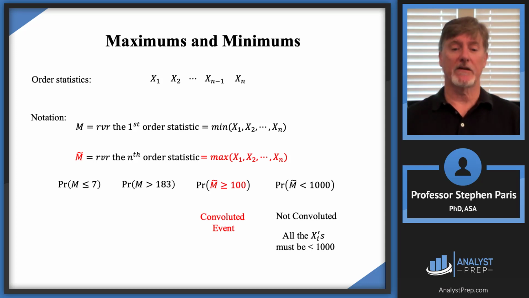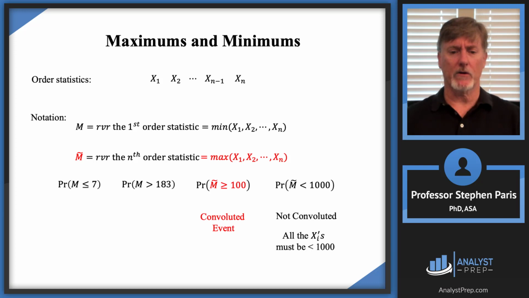How could the maximum of n variables be greater than 100? Well, there's a bunch of different things that could happen for that maximum to be greater than 100. You could have the first one be greater than 100, but not any of the others. Then the maximum would be the first one, which is greater than 100. Or you could have all but one of them be greater than 100, and the one that's not greater than 100 could have been the first one or the second one or the nth one. It's just a bunch of different convoluted sub-events that create this event that the maximum is greater than 100.